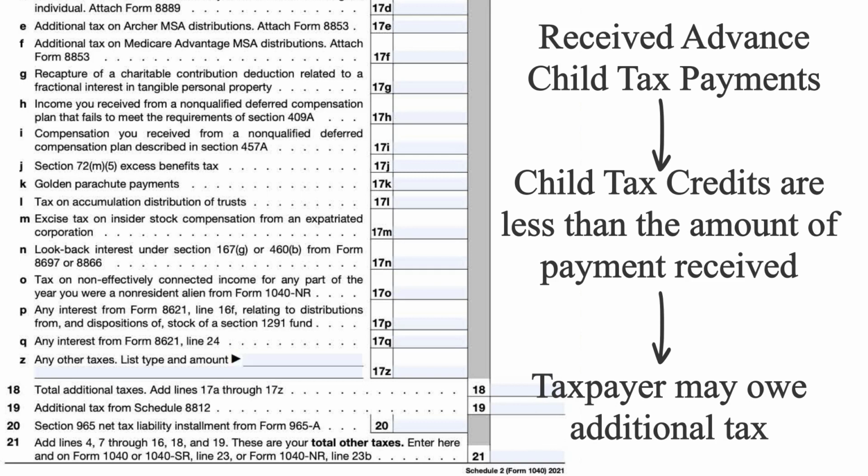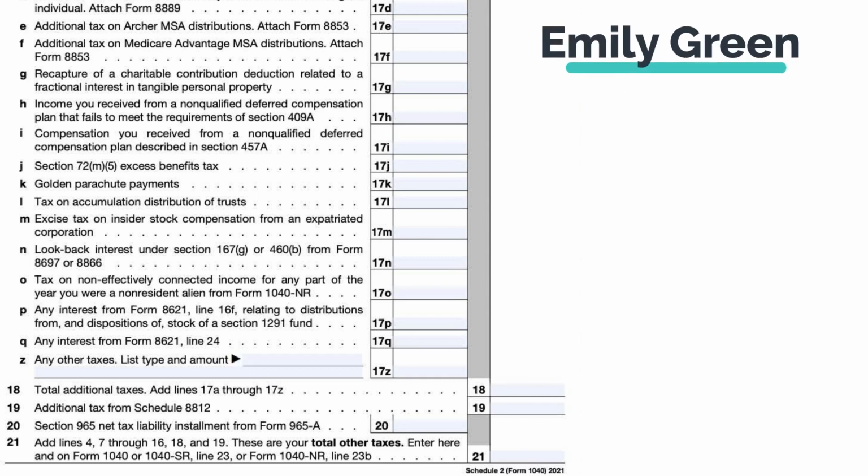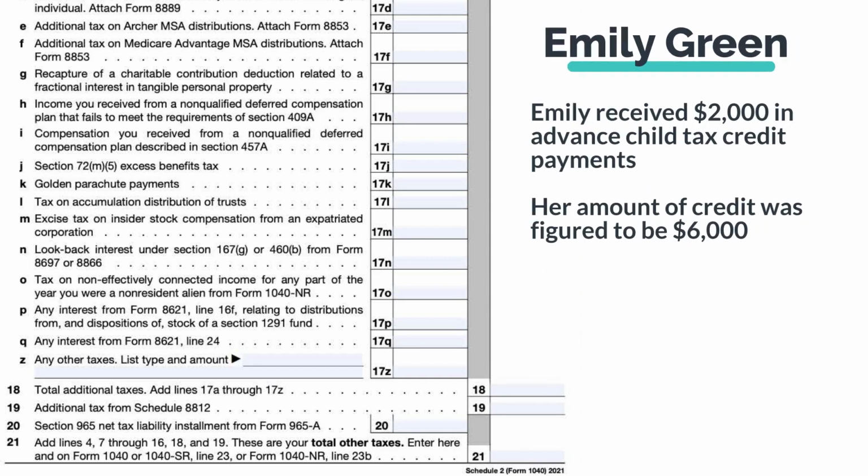The taxpayer will receive a Letter 6419 if they received advanced tax credit payments during 2021. The information from this letter is used to figure the amount of child tax credit to claim on the taxpayer's 2021 tax return or the amount of additional tax they must report on this line. Our taxpayer, Emily Green, received additional child tax credits, though her tax credits figured on 8812 in the tax credits video was more than her advanced child tax credit payments during 2021, and so she does not owe any additional tax.